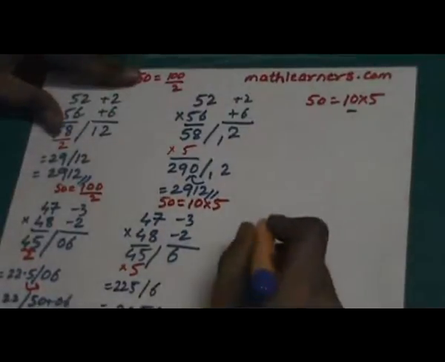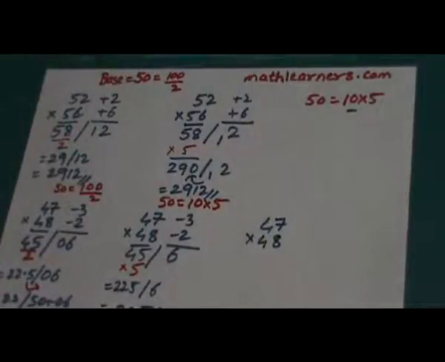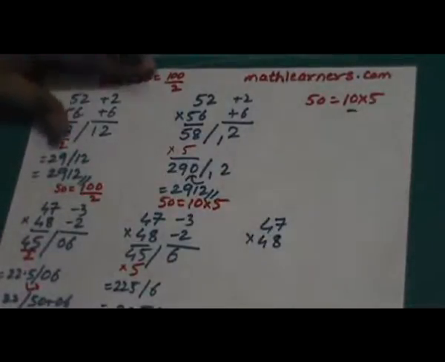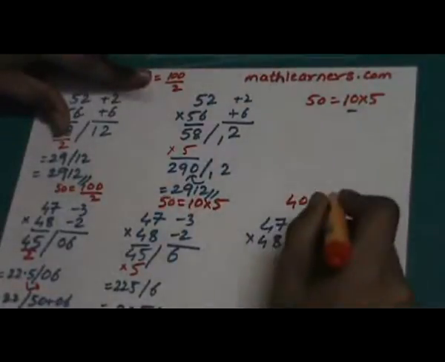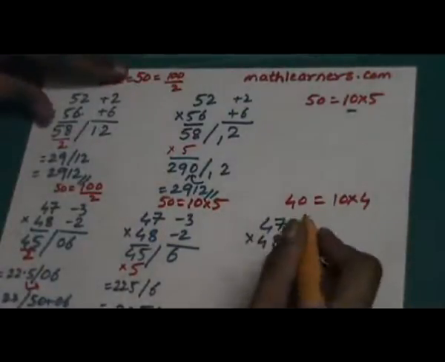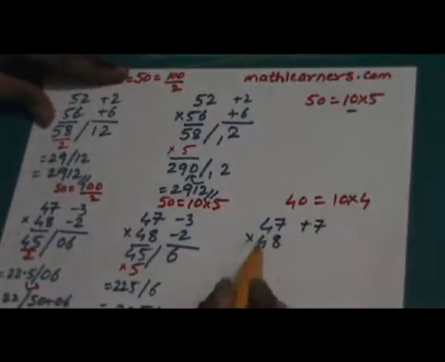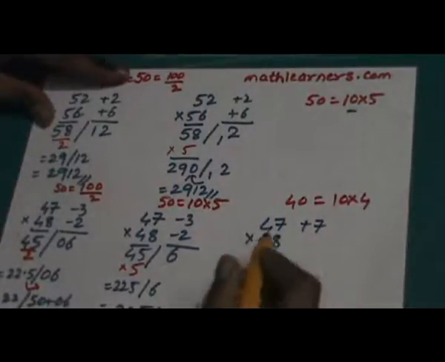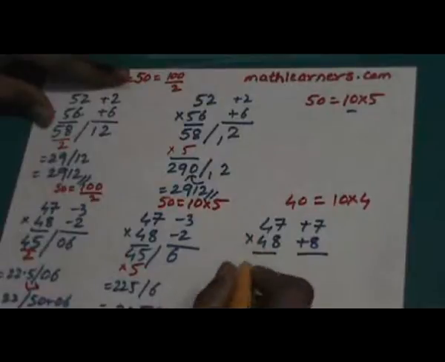Let's take same example, 47 multiplied by 48. Now let's take base as 40. So 40 can be written as 10 multiplied by 4. Now 47 is 7 more than 40, so that can be written as plus 7, and 48 is 8 more than 40, so that can be written as plus 8. Cross addition gives 55.